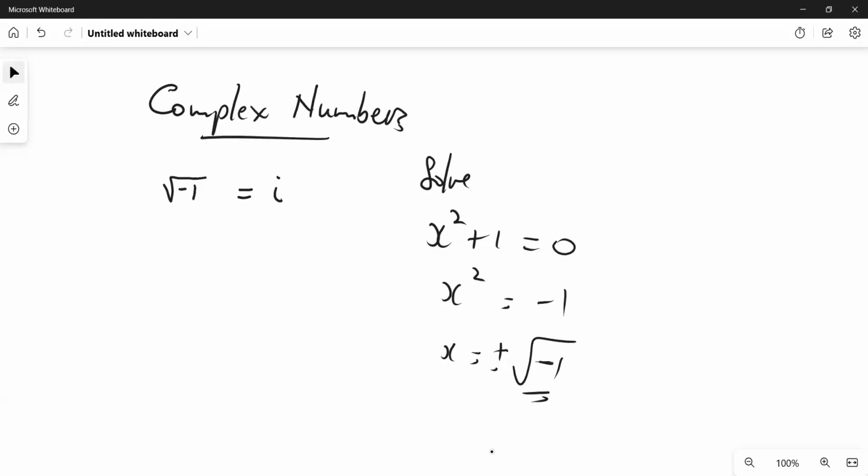So the idea came up that, well, why not give the square root of negative 1 a value? And they said, look, let's define the square root of negative 1 as the imaginary unit, i. And that means that you can take the square root of any negative number. You can take the square root of negative 4.